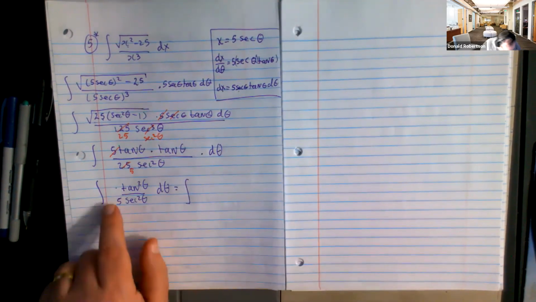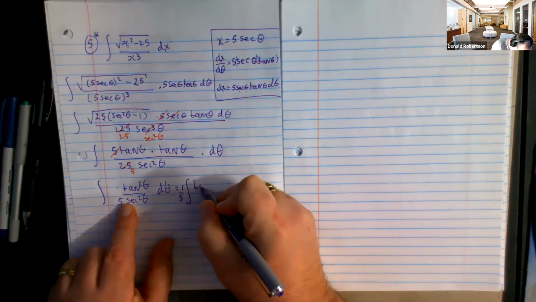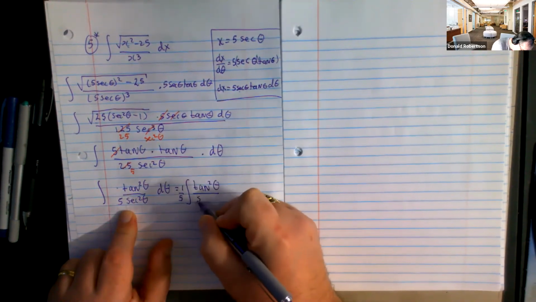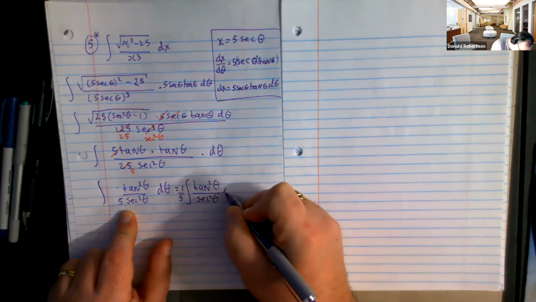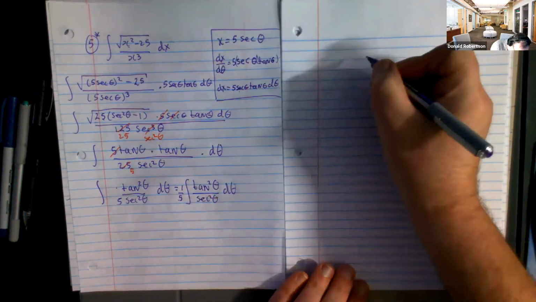Oh, do you see this 5 in the bottom? Can I just kick it outside and call it a 5th? Numbers just get in the way sometimes. That's not much of a fix. I think I'll do it over here.